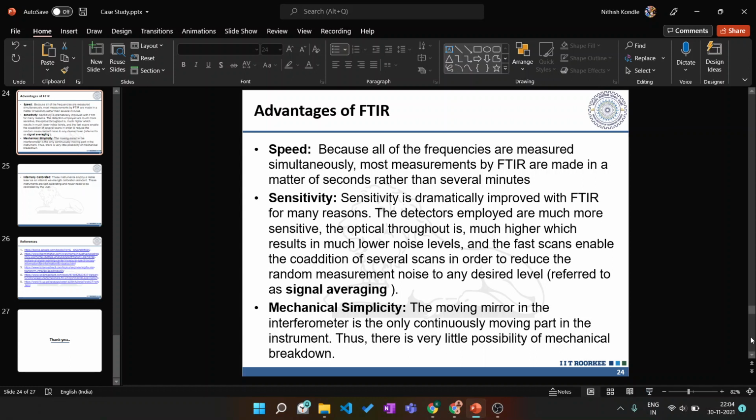Some of the advantages of FTIR are because of its speed. Because all of the frequencies are measured simultaneously, most measurements by FTIR are made in a matter of seconds rather than several minutes. Sensitivity is also there, and we have mechanical simplicity.